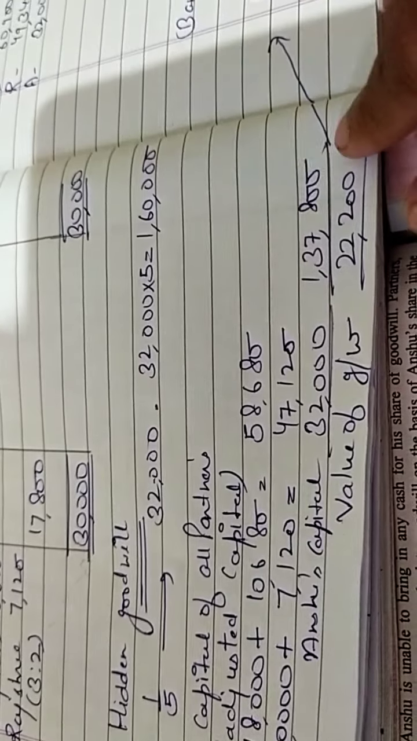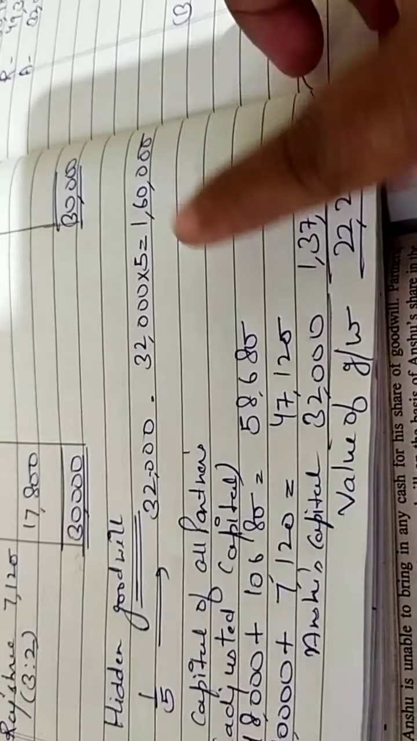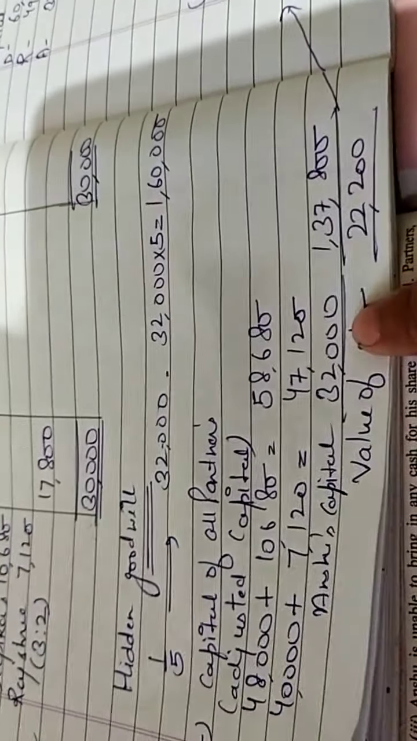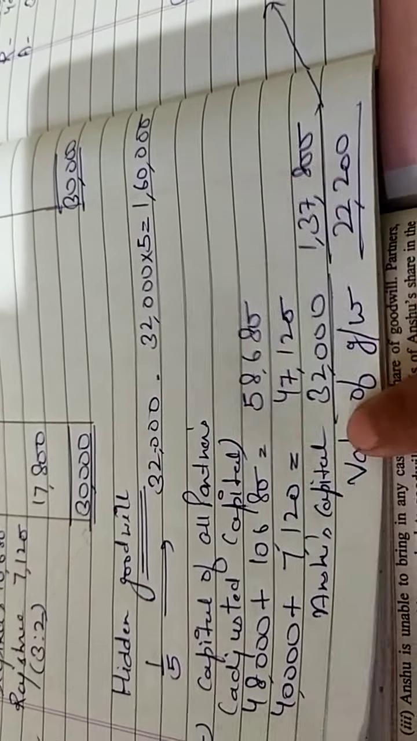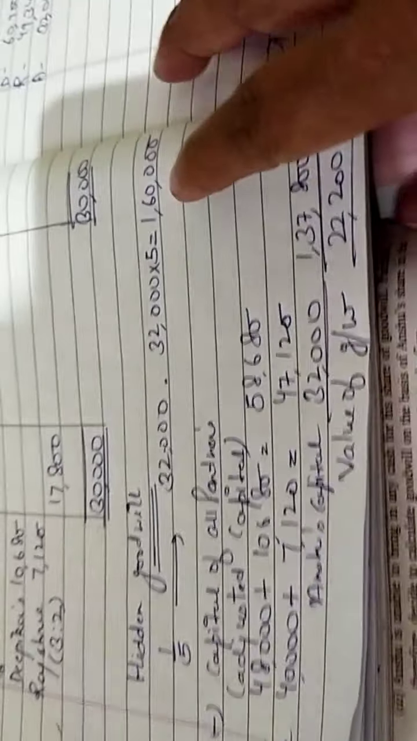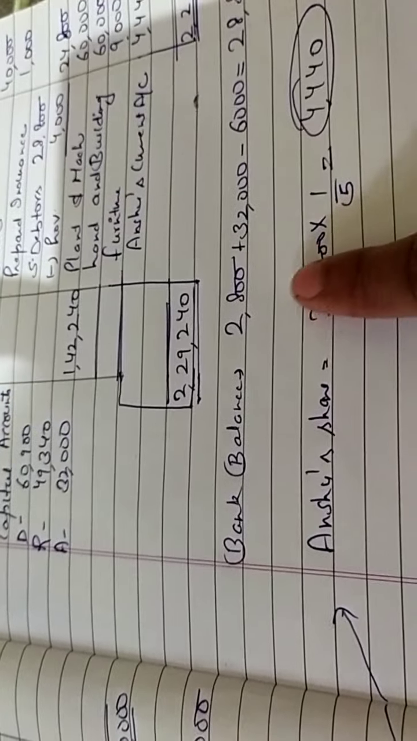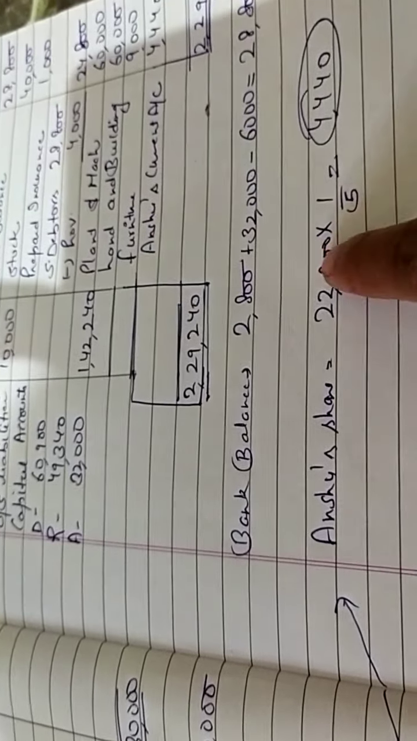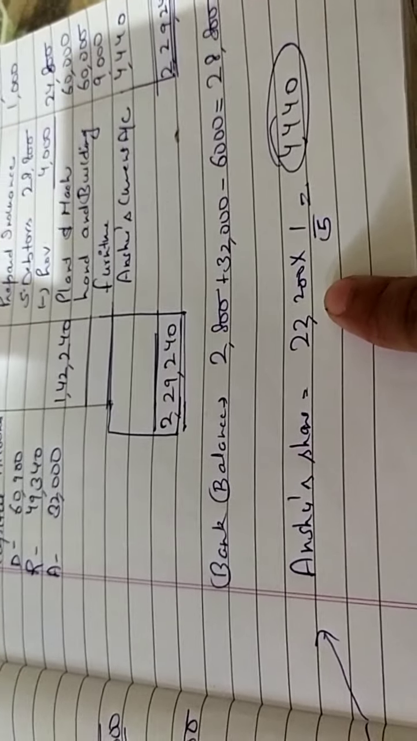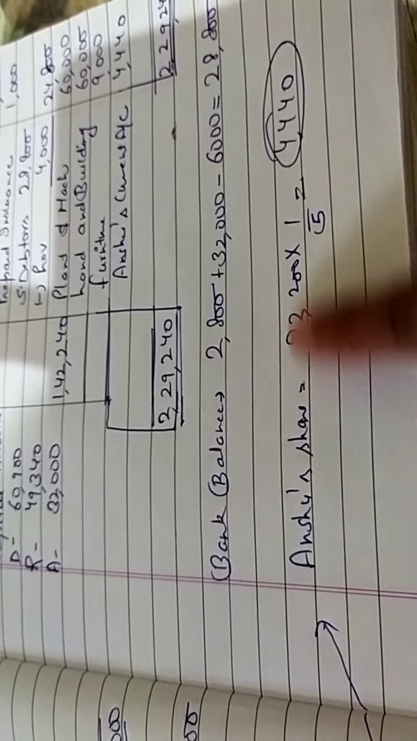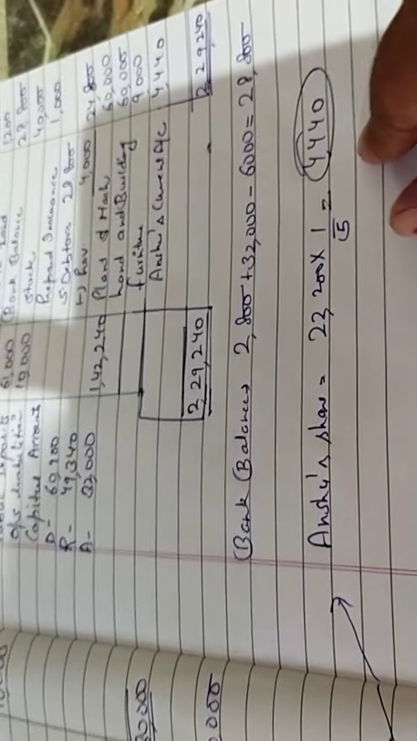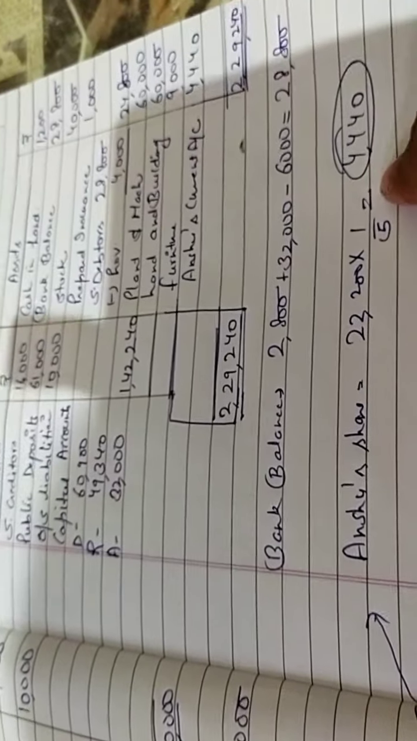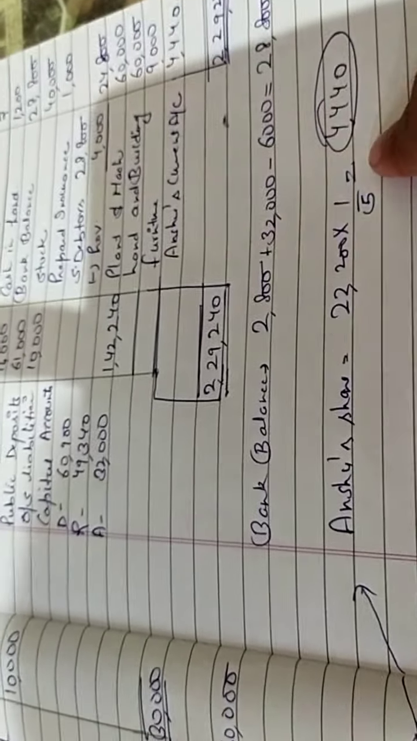So this question is of hidden goodwill and we are here adjusting the adjusted capital of the old partners. This is the main point. So by this value of the goodwill we can easily calculate the new partner's share by multiplying the 1/5th share of 22,200. So Anshu's share here is 4,440.